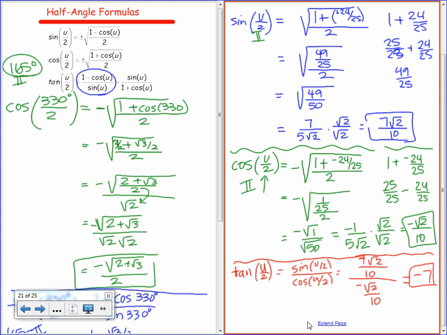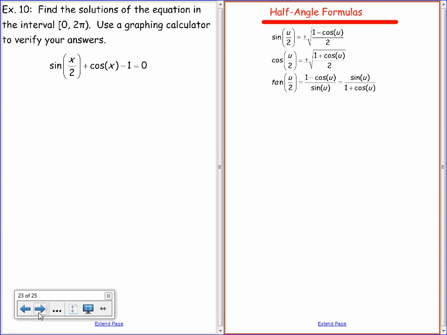Fantastic. One more example. Here we go. This one says find the solutions over the interval. Okay, this is going to be delightful. The sine of x over 2 added to cosine of x minus 1 is supposed to equal 0.